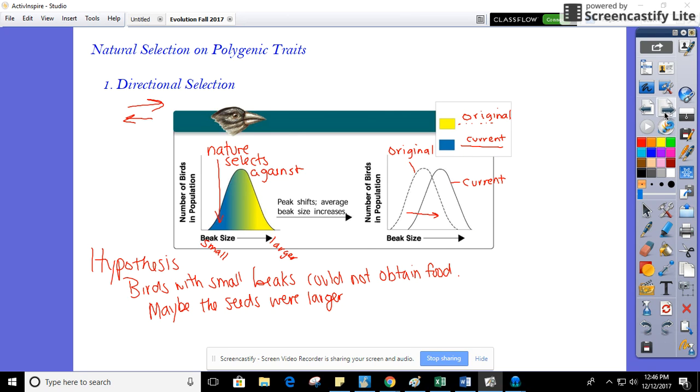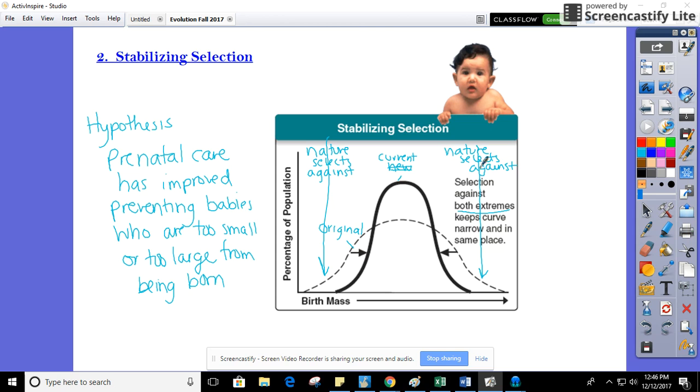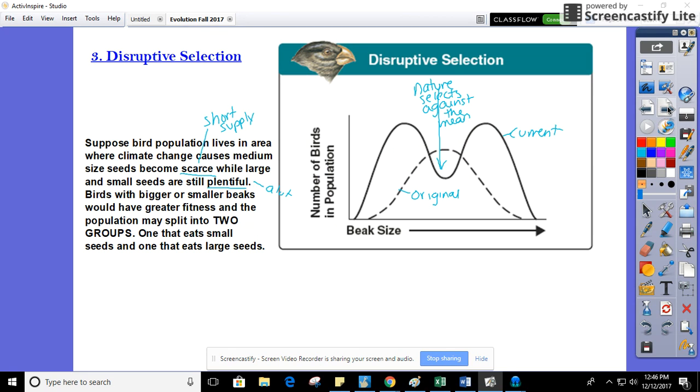Stabilizing selection is a result when nature selects against both extremes, so this end and this end. In this case, this is birth mass. So over the decades, we've noticed that birth mass has actually narrowed, the range has narrowed, and that could be because of better prenatal care. Disruptive selection is when nature selects against the mean. So in this case, anything that had the average beak size, nature selected against. And you can read carefully what may have happened in this population that caused this.